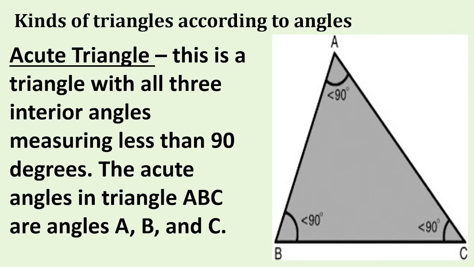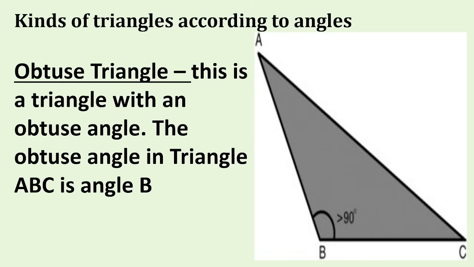Acute triangle. This is a triangle with all 3 interior angles measuring less than 90 degrees. The acute angles in triangle ABC are angles A, B, and C. Obtuse triangle. This is a triangle with an obtuse angle. The obtuse angle in triangle ABC is angle B.